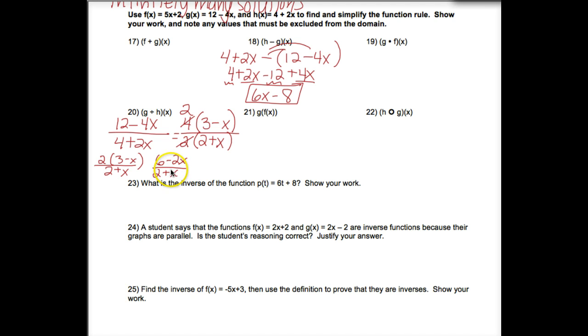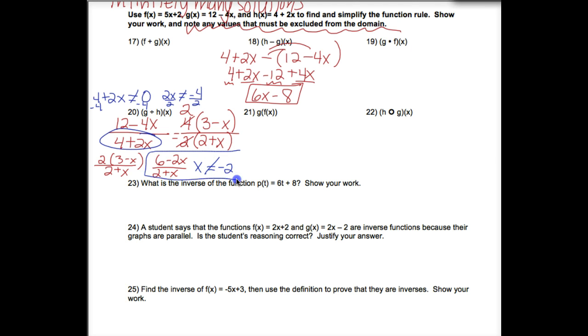Now the key on the division ones is this. Note any values that have to be excluded from the domain. We are not allowed to divide by 0. So I take my denominator and I say, well, 4 plus 2x is not allowed to equal 0. So subtract my 4. So 2x is not allowed to equal negative 4. Divide by 2. And my excluded value is that x is not allowed to equal negative 2, because again, if it did, I would be dividing by 0, which is a no-no.